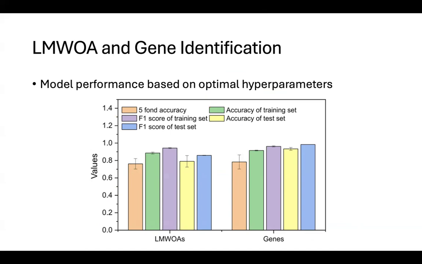Now for the evaluation of low molecular weight organic acid production and gene identification. The model performance was based on optimal hyperparameters, and as you can see for the acid production, the F1 score and accuracy of the training set was higher than the accuracy and F1 score of the test set. But for the gene identification portion, the accuracy and F1 score of both the training and test sets were very similar.